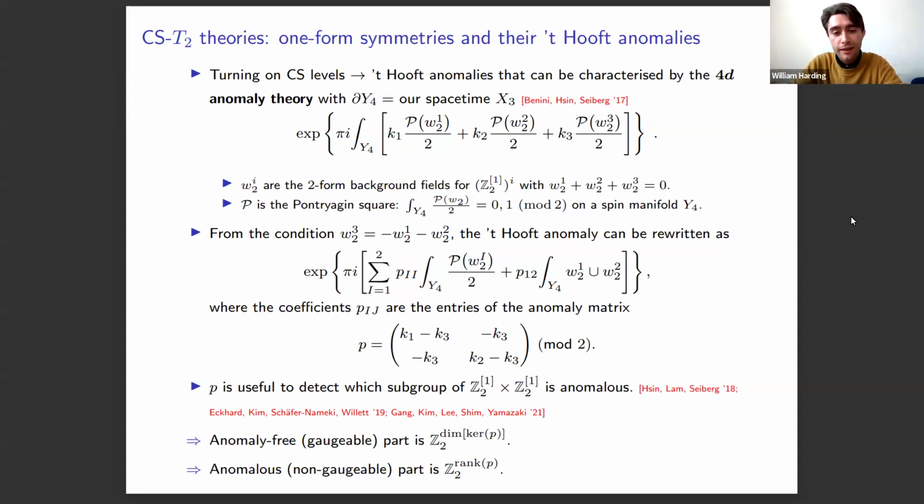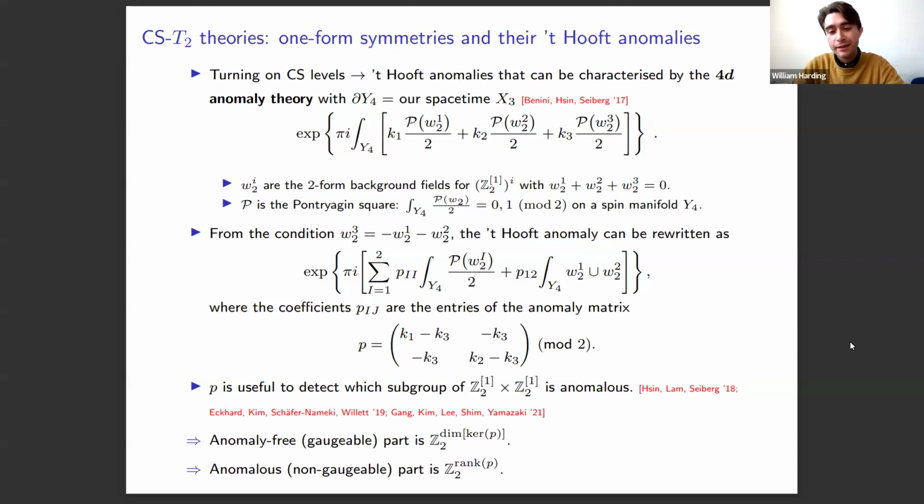Now, from the constraint satisfied by the two-form background fields, the 't Hooft anomaly can be rewritten in the following way. So you see that there are these coefficients P_ij. Now, these P_ij are the entries of the anomaly matrix, which I reported here for our case. And this anomaly matrix P is particularly useful to detect which subgroup of the Z2 times Z2 one-form symmetry is anomalous. Indeed, the anomaly free, which means gaugeable part, is Z2 to the dimension of the kernel of P, whereas the anomalous, meaning non-gaugeable part, is Z2 to the rank of P.